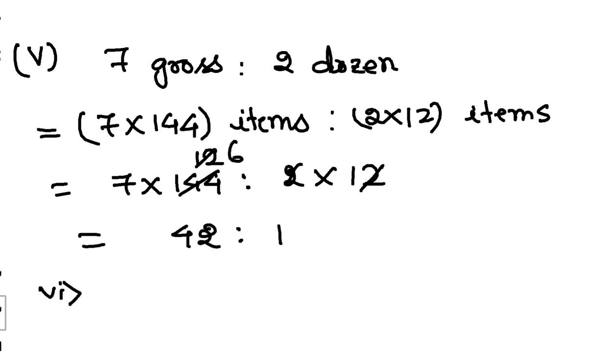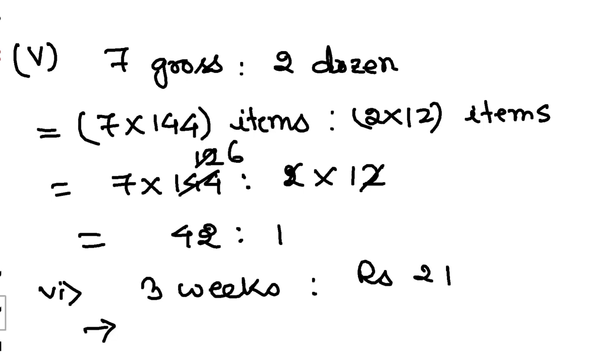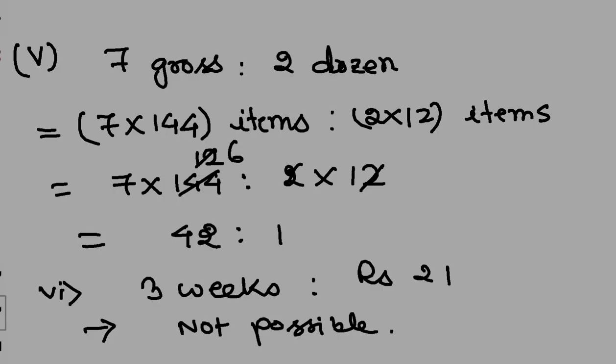Next, number 6, we have 3 weeks, which is representing time, and rupees 21. Now these two are dissimilar quantities, one representing time, other representing money. So in this case my ratio is not possible. Now let's go to question number 7.